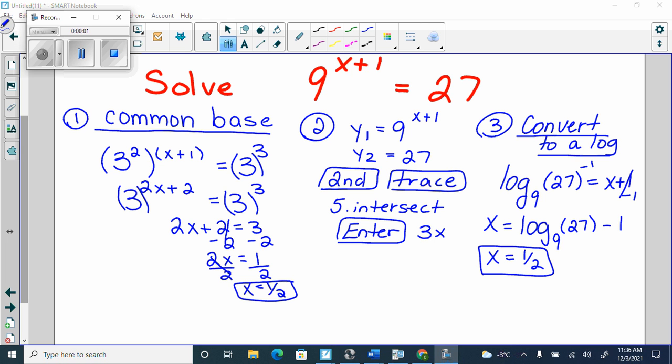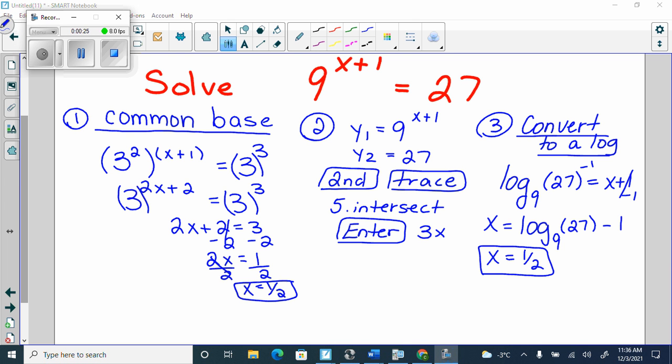So with 9^(x+1) = 27, we could do common base. We could convert to a log only because there's one exponent. We agree? Today what we're going to learn is you can solve every single one of these by logging both sides. It's just sometimes like 75,000 steps. So you only pick that option usually if you have to.